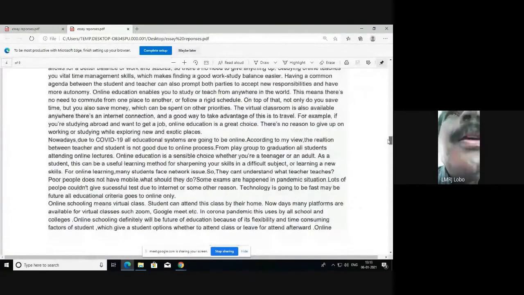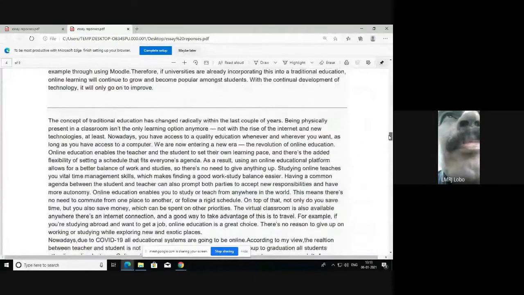If you look at this particular essay, they have divided it into paragraphs. Now let us read this essay. The concept of traditional education has changed radically within the last couple of years. Being physically present in the classroom isn't the only learning option anymore, with the rise of internet or new technologies. See here, technologies, okay, fine. At least nowadays you have access to quality education whenever and wherever you want, as long as you have access to a computer. We are now entering a new era, the revolution of online education.